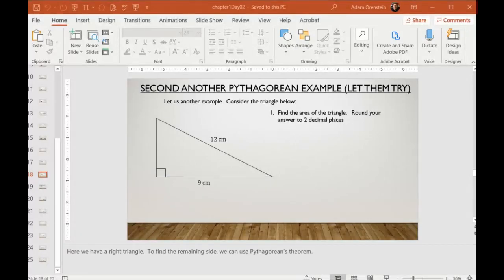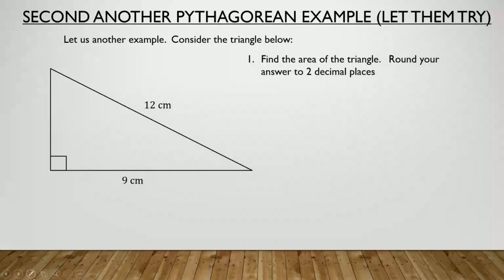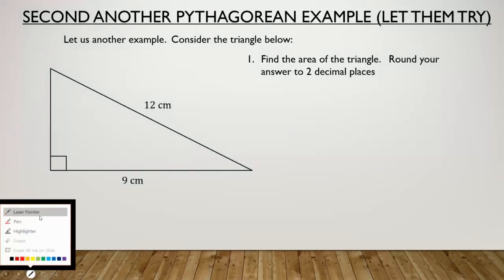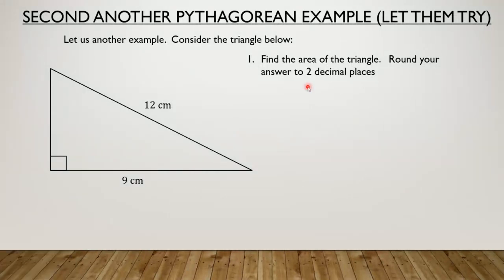So let's do this together. Okay. So again, we want to get the area of the triangle. So again, we have to get the height, right? The height happens to be this leg here. Now, how do I know that? Well, because it's perpendicular to the base.